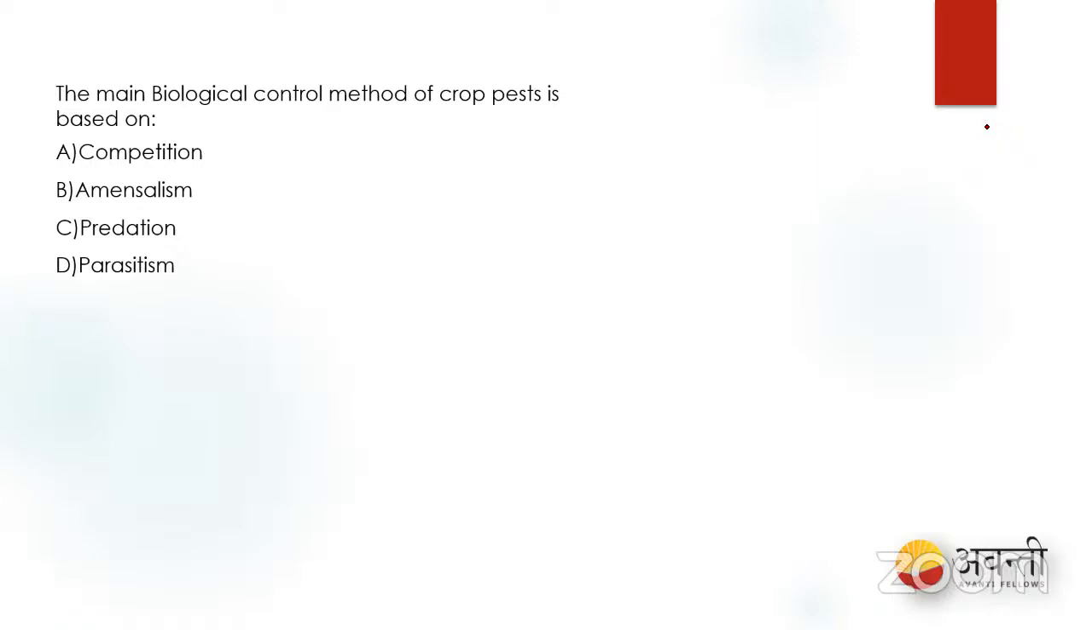This control method of a predator keeps the population size of the pest under control. So if we want to control any pest, we have to go for prey and predator. That is called predation. So one of the major methods for pest control comes from predation.